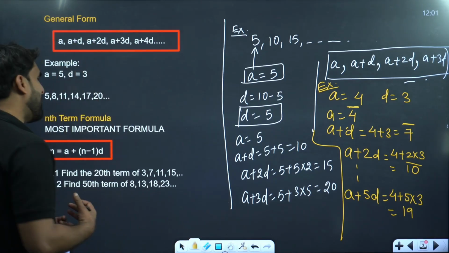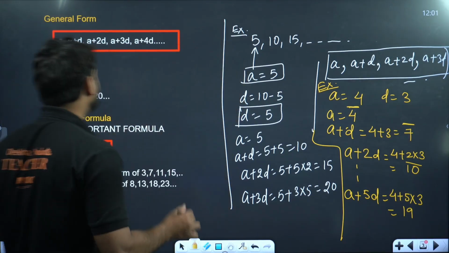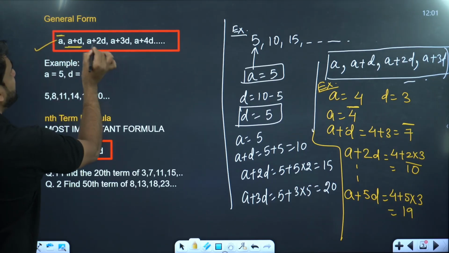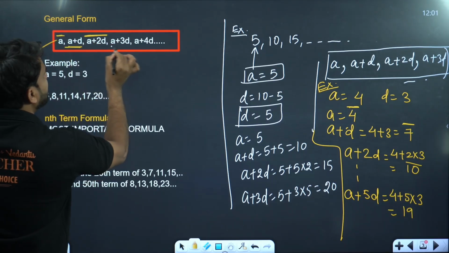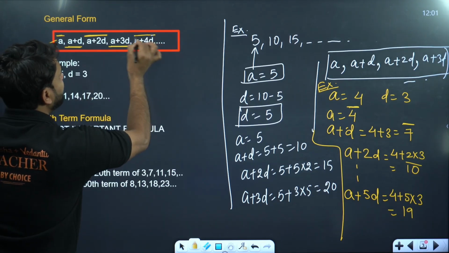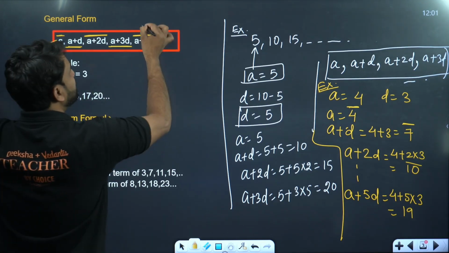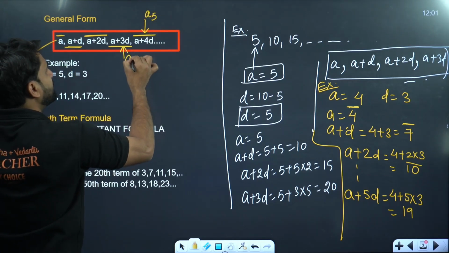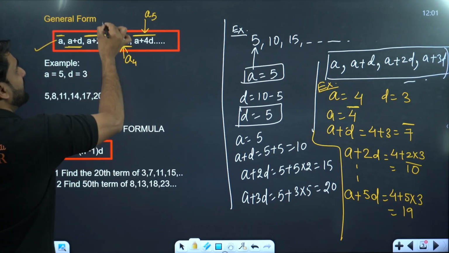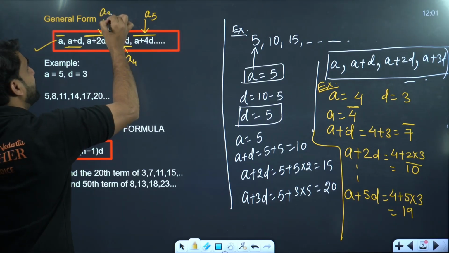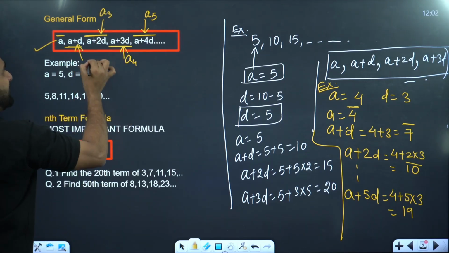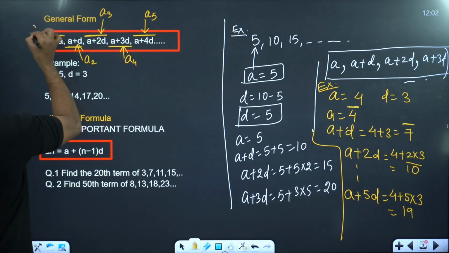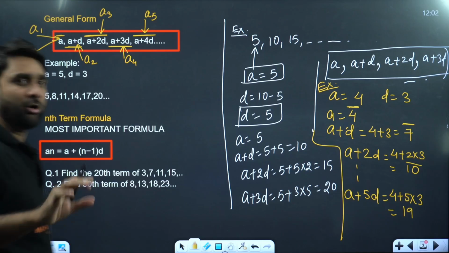My intention here is to teach you the general format of an AP. It is A, then the second term will be A plus D, then the third term will be A plus 2D, then the fourth term will be A plus 3D, and the fifth term will be A plus 4D. This is the fifth term. This is the fourth term, so it is represented as A4. This is the third term, so we can write A3. This is the second term, so we can write A2. A is itself the first term, so we can write A1 or A, both are the same. I hope you are getting my point.